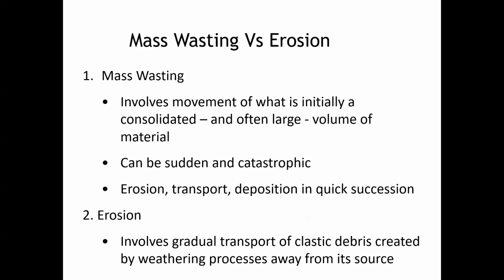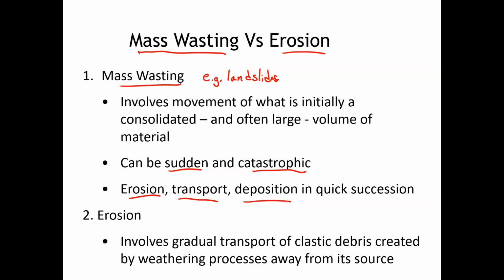Some folks also distinguish this process called mass wasting from erosion. Mass wasting includes things like landslides. That's an example of mass wasting. It involves movement of what is initially a consolidated, often large volume of material all at once. So it's sudden, it can be catastrophic. Landslides are a real danger. And mass wasting is unique because it's kind of like you start it moving, you move it just down slope, and then you leave it in a pile where it's behind. So you erode, you transport, you deposit it all at once. So it's related to erosion, but it's also transport and deposition.